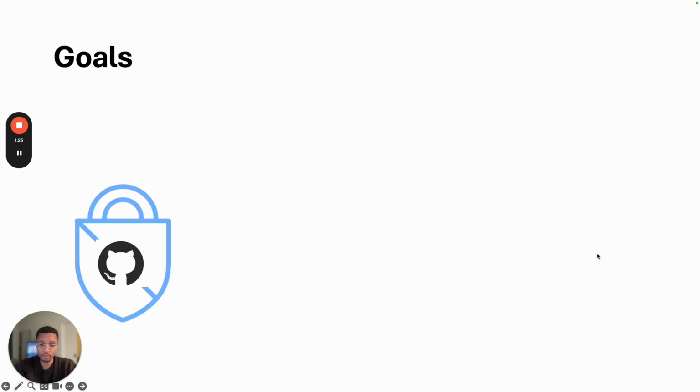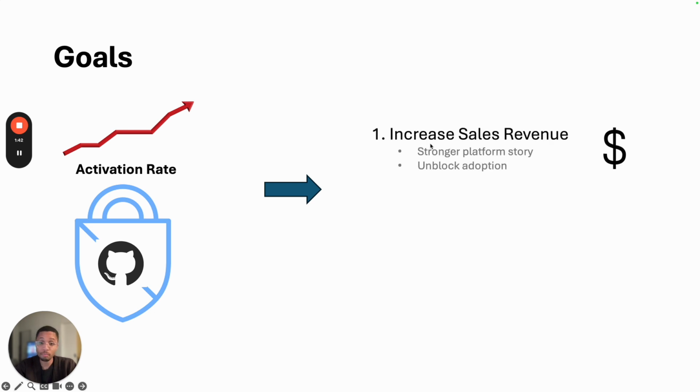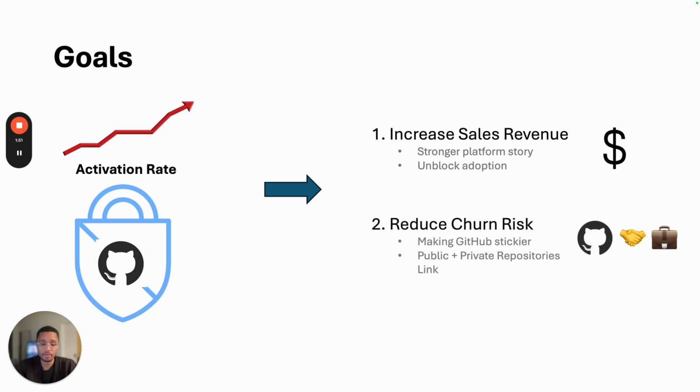Therefore, the objective is clear based off of what I've said before. We want to increase the activation rate of advanced security through leading them to that security page. So this increased activation rate would allow for two things overall. One is a stronger platform security story, which would help unblock adoption of GitHub by large conservative enterprises, so more money for the company. But two is also reducing churn risk by making GitHub stickier. Basically, by opening the door for enterprises to use GitHub public repositories, there's unique value of being on GitHub that cannot easily be replicated by competitors.